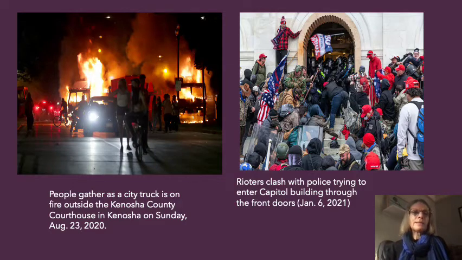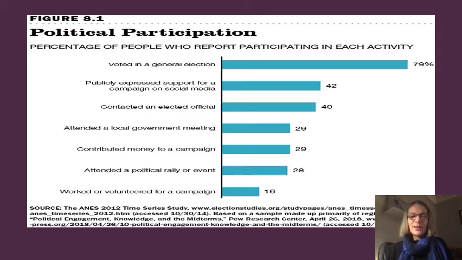So this is a graph that's in your textbook that basically shows you the percentage of people who report participating in each of these activities. It won't come as a surprise that 79% of people report having voted in a general election. But you might be surprised by the percentage of people that have participated in these other activities.